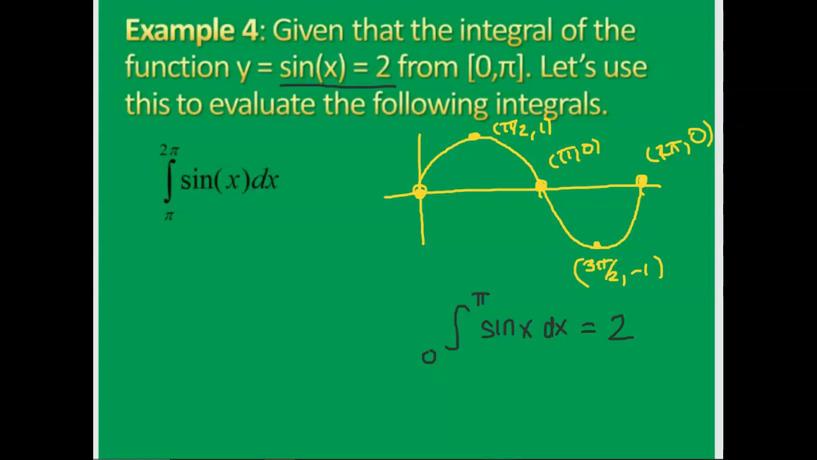So if the area from 0 to pi is equal to 2, and the area of the sine graph below the x-axis is a direct reflection of what's above the x-axis from 0 to pi, the integral from pi to 2 pi of sine x would then be equal to -2, because this area is below, therefore it takes on a negative value.